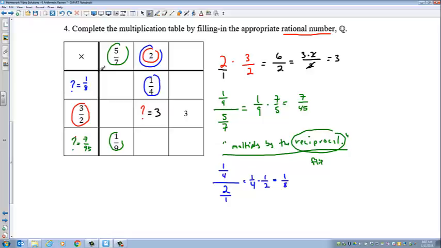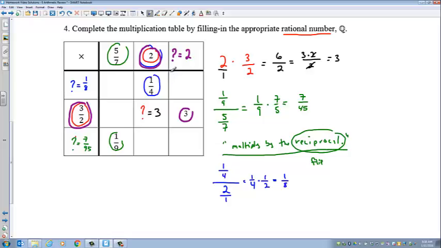Let's do this last one. So the last one, let's do it in purple. So here I want to find what goes right here. And I have 3/2, and I have 3 here. Now, I could work this straightforward, or I could realize that here I have a 3, and here I have a 3/2, and here I have a 3, and here I have a 3/2. So the answer should be the same as this. So it's just actually a repeat column.